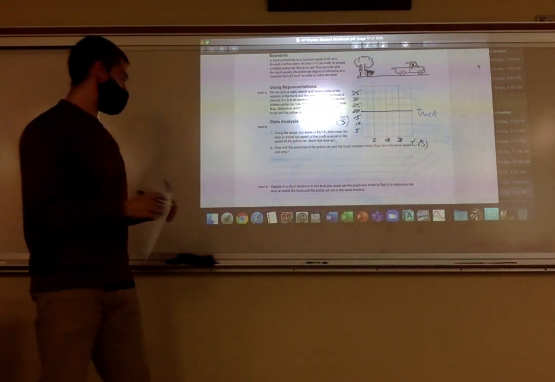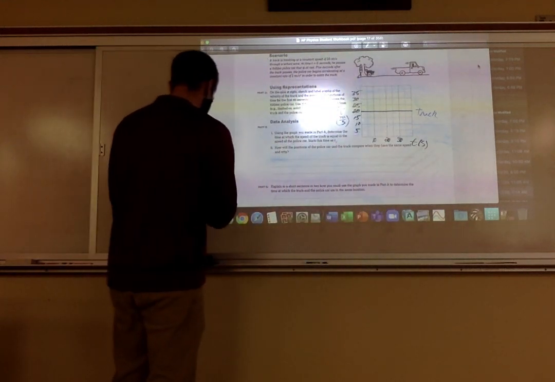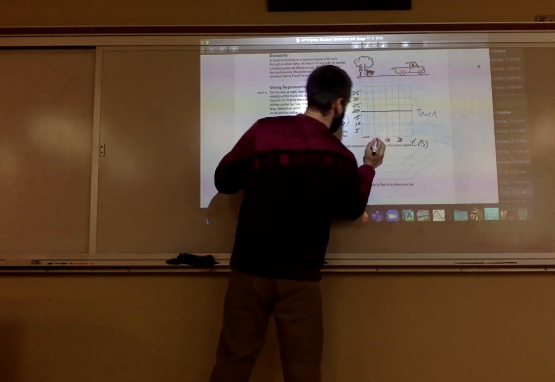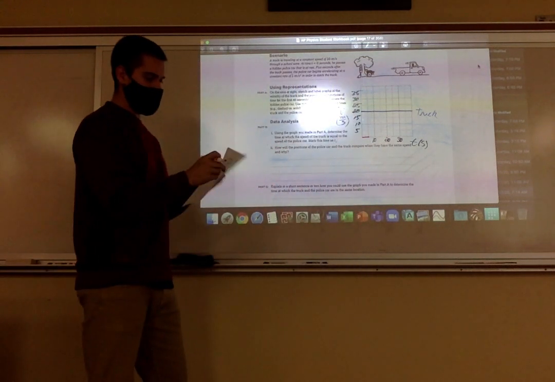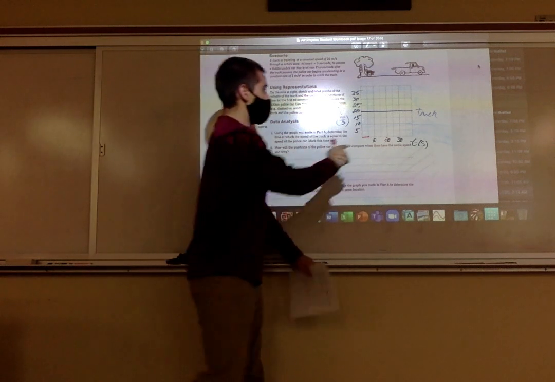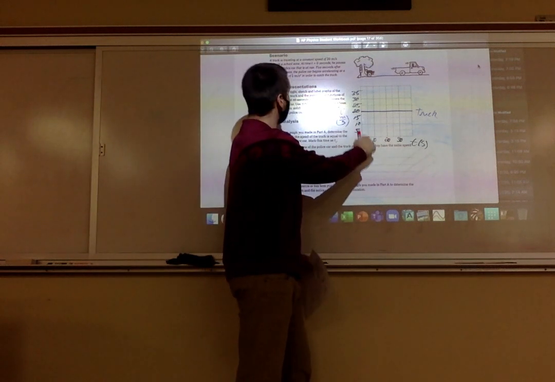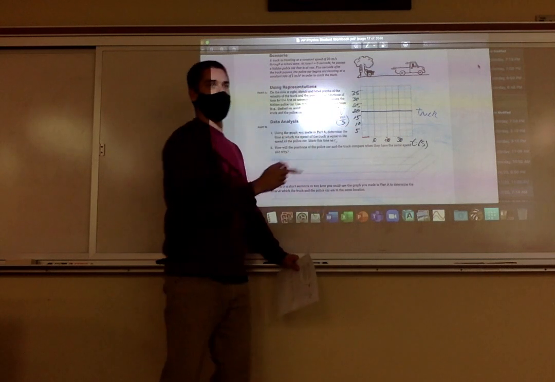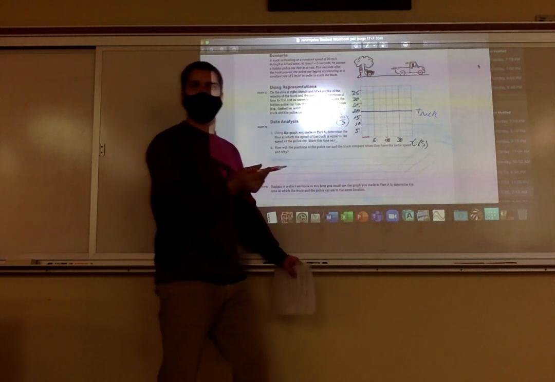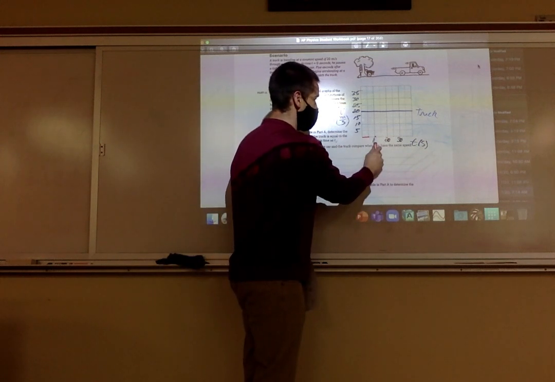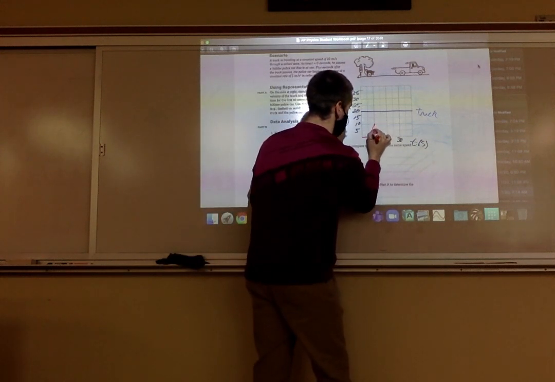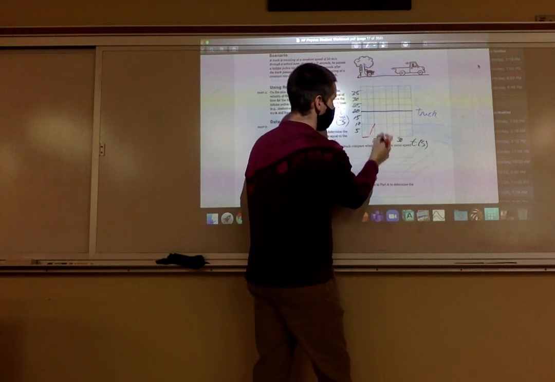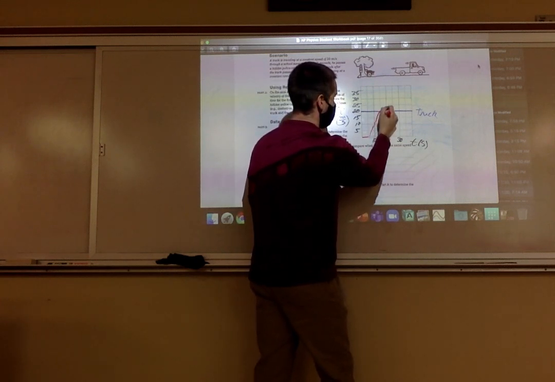What does it look like for the cop? For the first 5 seconds, he's not moving, and then he starts gaining speed at 2 meters per second. He's at a dead stop for 5 seconds. His speed increases 2 meters per second every second. How much did it increase in 5 seconds? 10 meters per second. How about in another 5 seconds? It's another 10. Right?